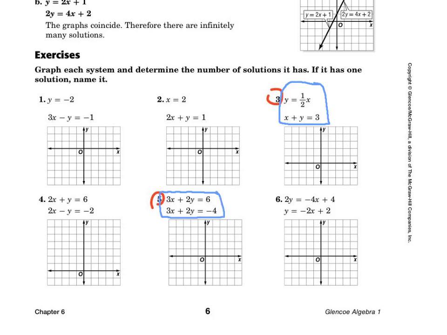We will continue discussing systems of equations and graphing systems of equations tomorrow.